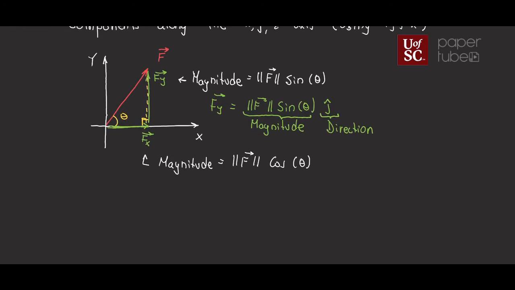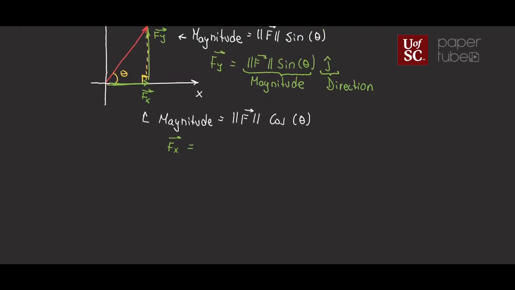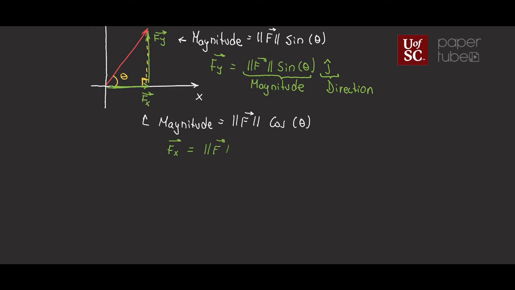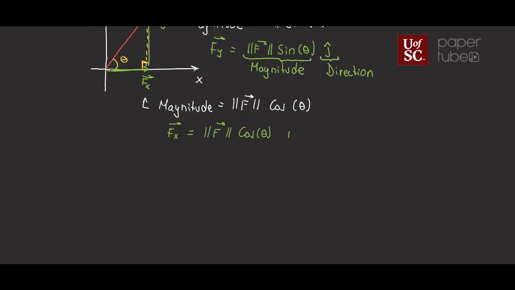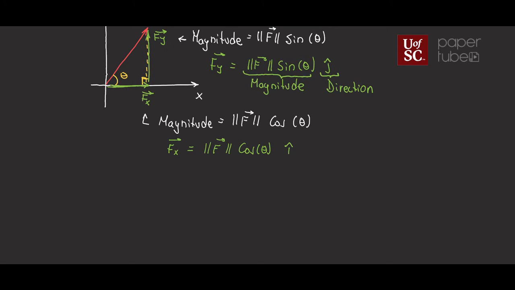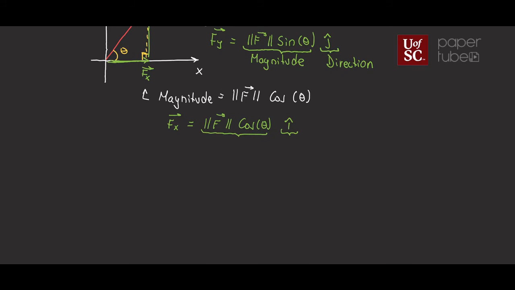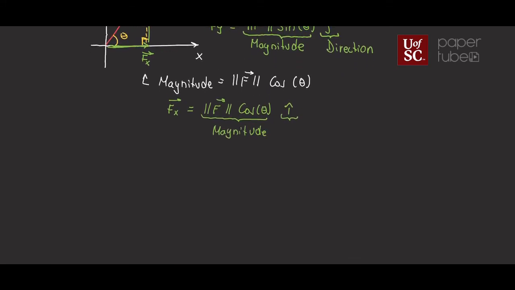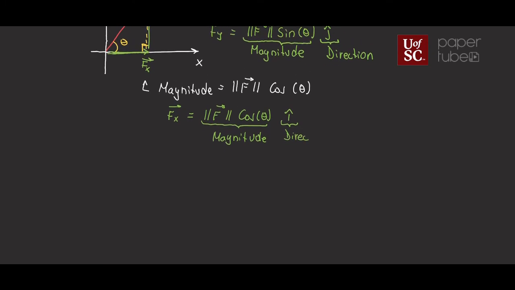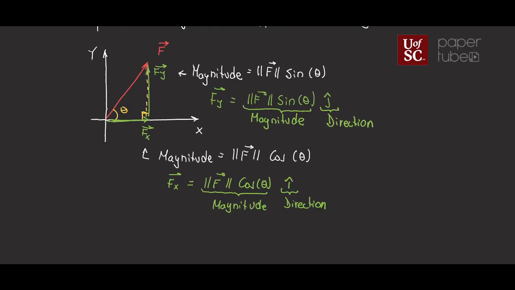Now when I have this Fx, it is the magnitude of F cosine of theta, and now my unit vector is going to be i hat. So again, this is my magnitude, and this is my direction. All right, now look at this F.